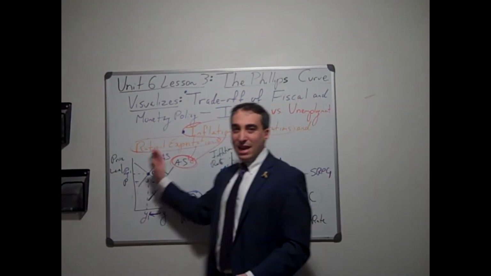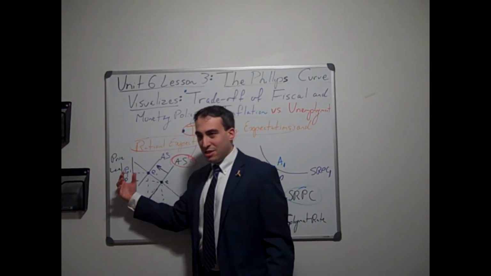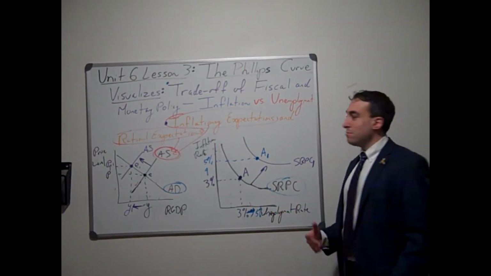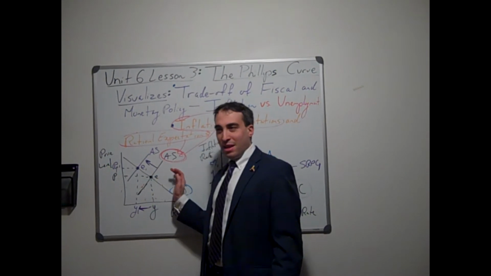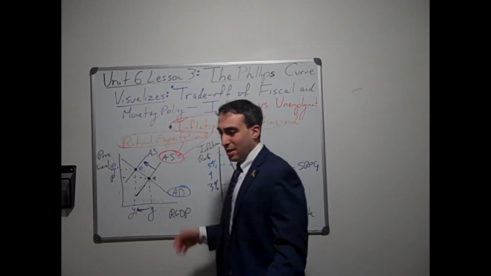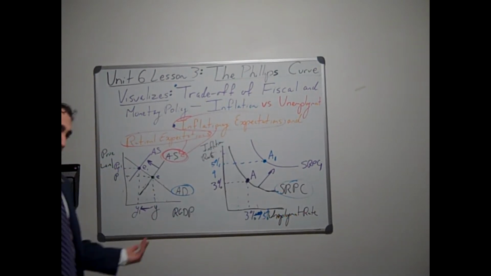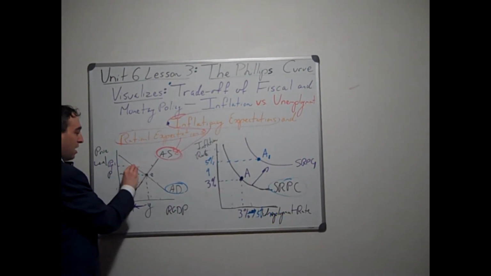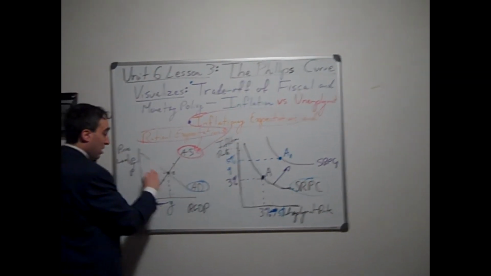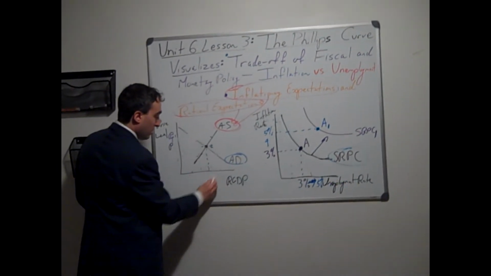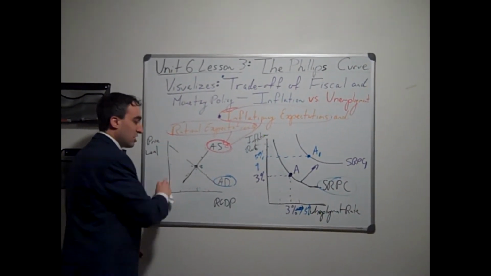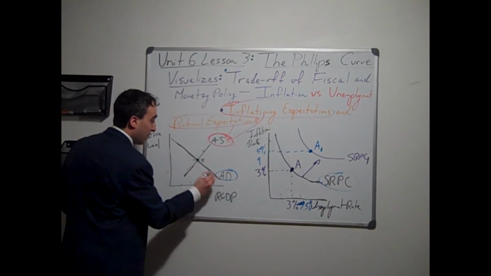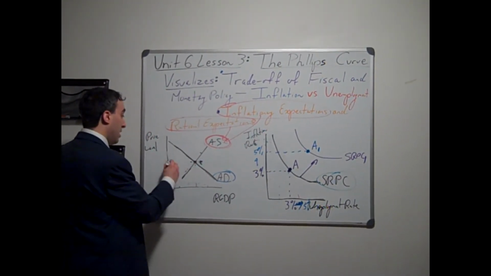So a shift to the left in AS, like through rational expectations, would be a shift to the right in SRPC. Also, a shift to the right in aggregate supply, like for supply side economics, so let's take a look at that, or for a decrease in input costs. And this is the other interesting aspect of the Phillips curve. It also gives a lot of credence to supply side economics and also shows how an economy does go back to normal on its own.